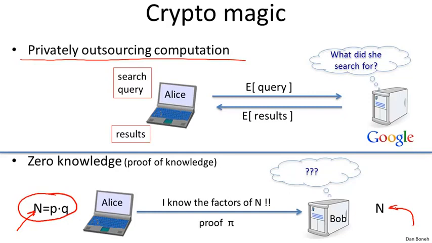And this statement is actually very, very general. This is not just about proving the factorization of n. In fact, almost any puzzle that you want to prove you know an answer to, you can prove it in zero knowledge.